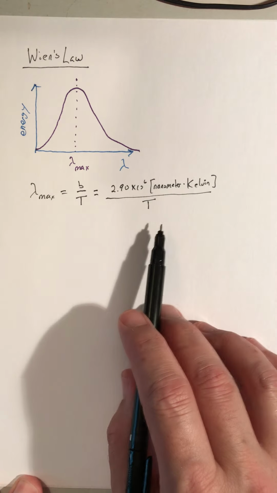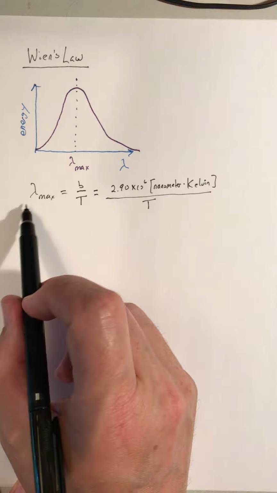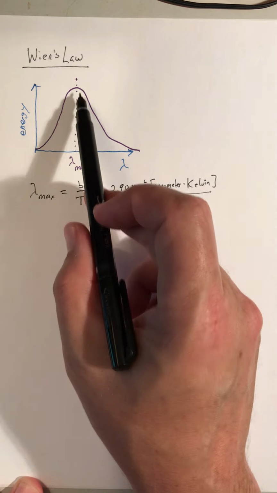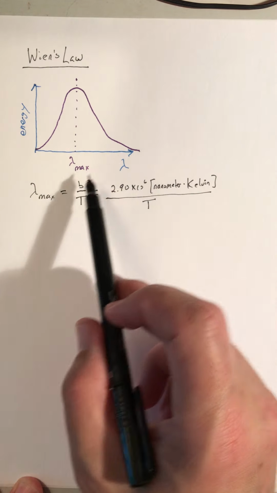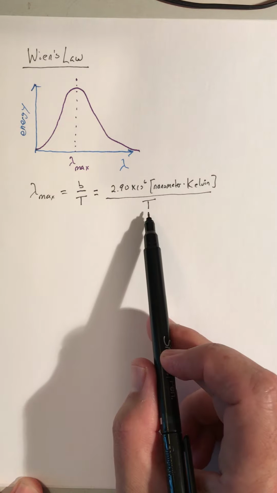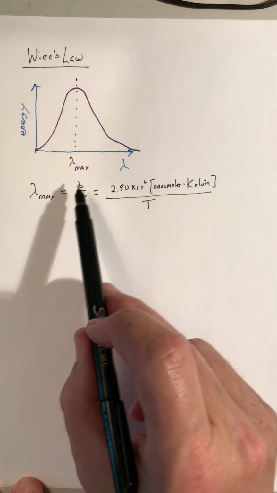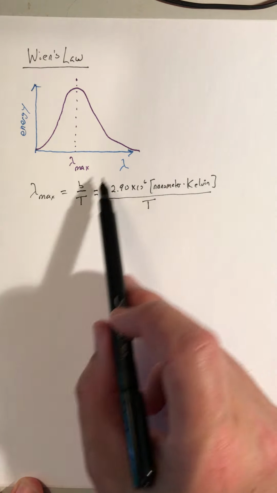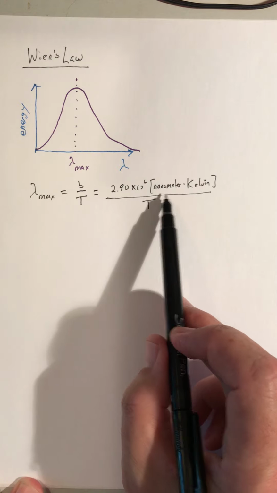All right, so back to what all this is. Lambda max is going to be where this spectral energy curve is peaking. T is the temperature in Kelvin, and then B is this constant, 2.90 times 10 to the 6th nanometer Kelvin.